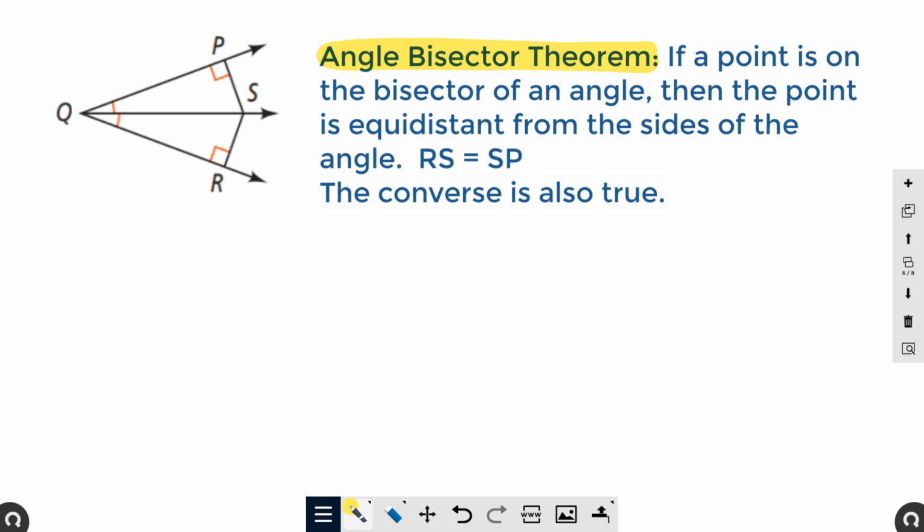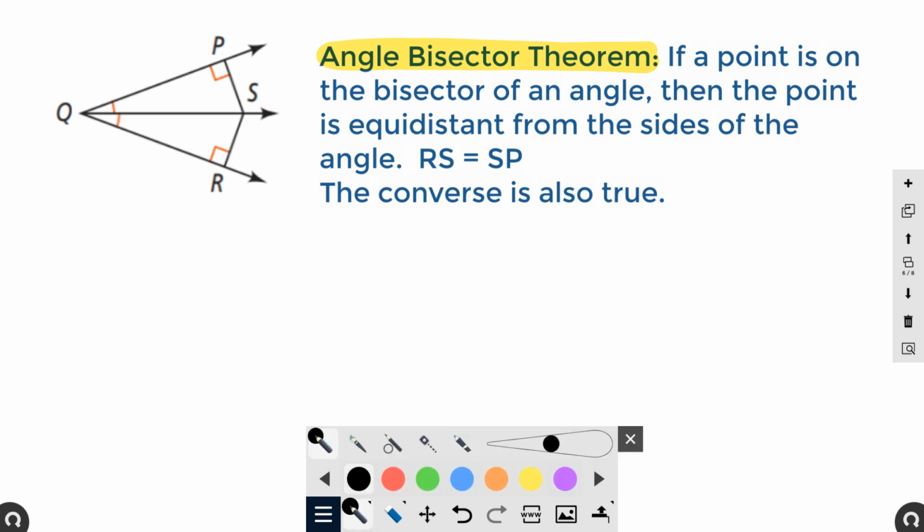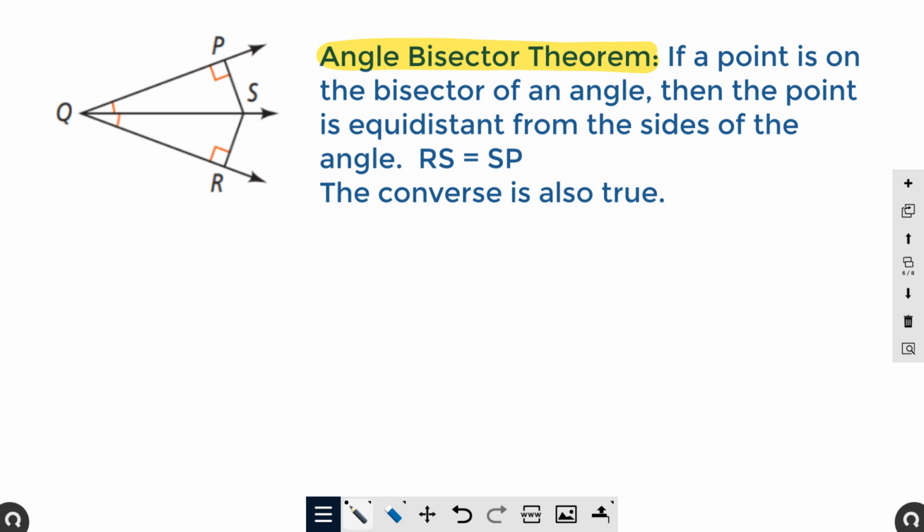This one says if a point is on that bisector, then the point is equidistant from the sides of the angle. So I wrote in a little extra stuff here and mark this in your picture. RS, this part, is equal to SP. So anything on that bisector is going to be the same distance from the sides. In order to make it the same, you see a 90-degree angle in these corners. Now, the converse of this is also true. If we have something that's equidistant from the sides, then it's also going to bisect the angle.